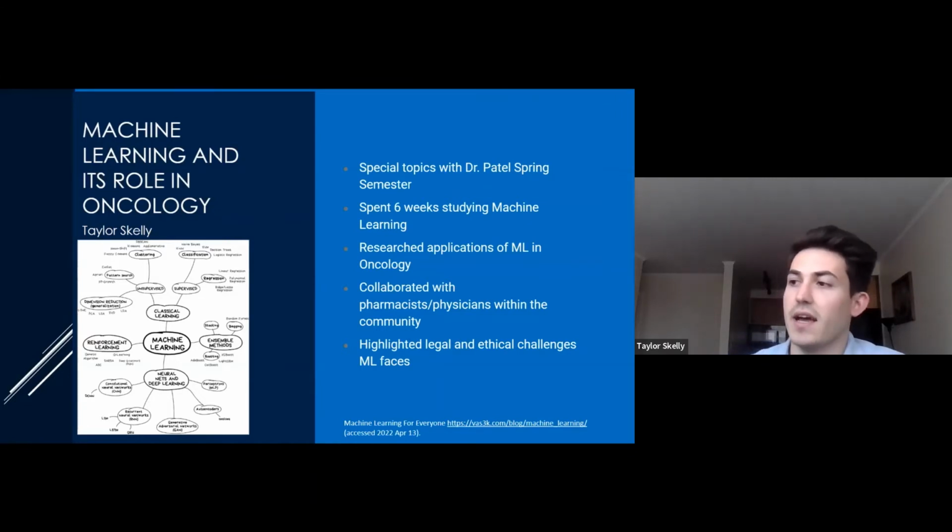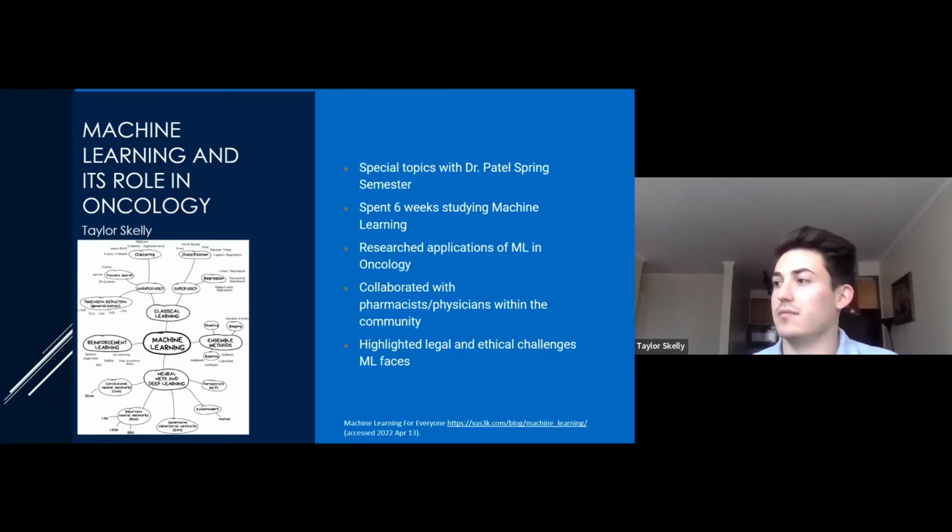And after I felt like I had a pretty good grasp of what machine learning was and how it works, I dived into researching applications of machine learning specifically within oncology. So this really meant I was looking at different research studies and how it was being used in terms of diagnosing cancer or affecting treatment predictions. Some of the studies that I looked at, one was really interesting to me. It looked at treating multiple myeloma and predicting how a patient would benefit from a treatment before they actually received it.